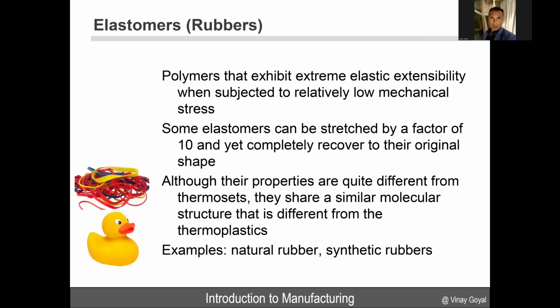Now let's look at the third group of polymers, elastomers, or rubbers. These are polymers that exhibit extreme elastic extensibility, and this occurs when you subject them to relatively low mechanical stress. Rubber bands are one example, or a little duck toy. Some elastomers can be stretched by a factor of 10 and yet completely recover to the original shape. Although their properties are quite different from thermosets, they share a similar molecular structure that is different from many thermoplastics. Examples include natural rubber, synthetic rubbers, and so forth.